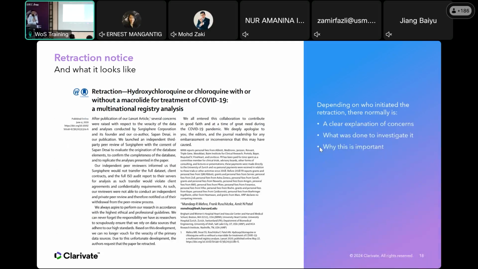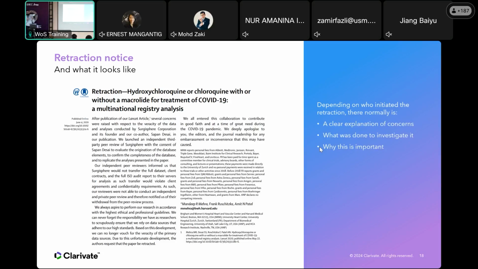And this is what a real retraction notice looks like. So once again, I'm sorry for the size of the font, but essentially there are three main parts of this retraction notice. One is a clear explanation of the concerns. So once again, what was the reason for the retraction? What was the reason for the mistake?